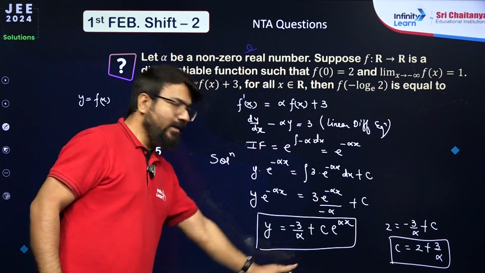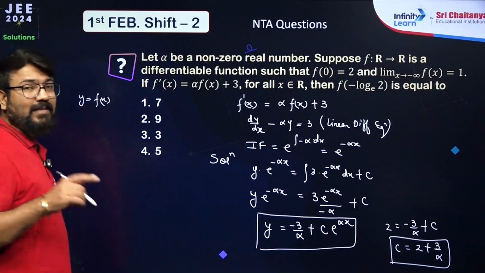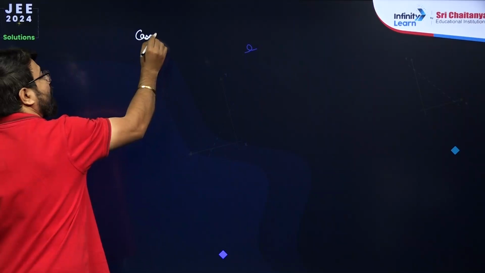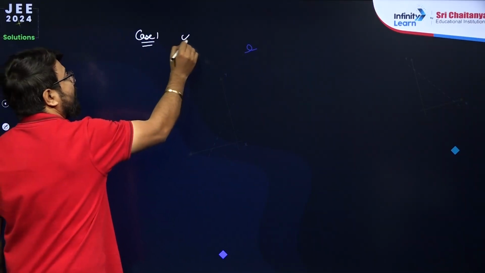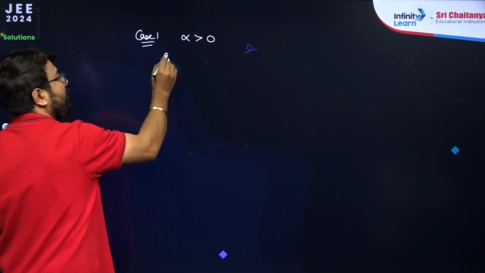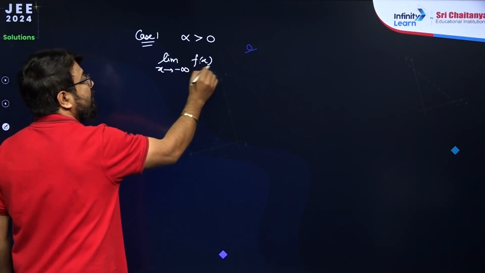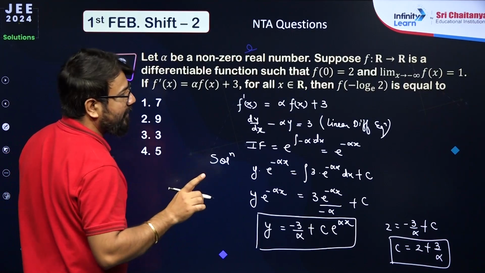So, here there are two possibilities because we want to take this limit of x tending towards minus infinity. So, let us take case number 1. Case number 1 is alpha is positive. If alpha is positive, and the question says limit x tends to negative infinity f(x) is equal to 1 being given in the question.